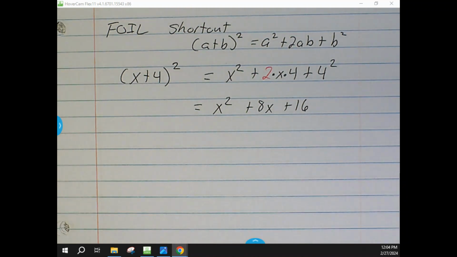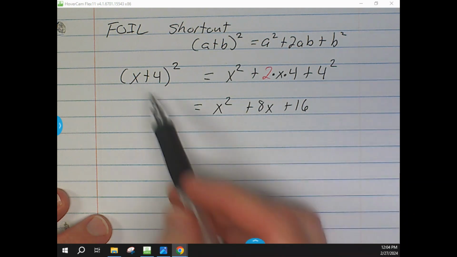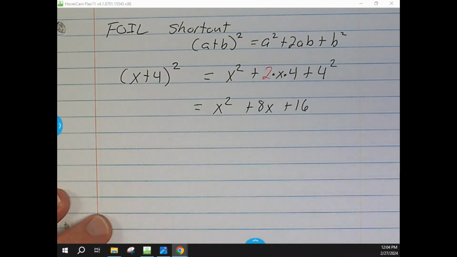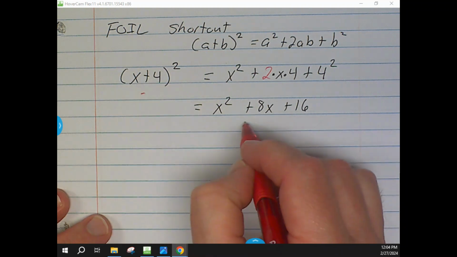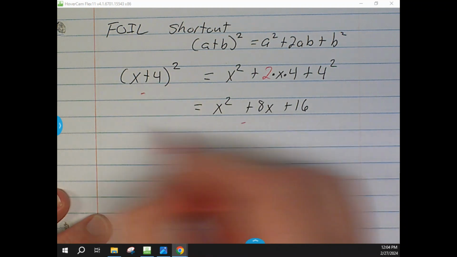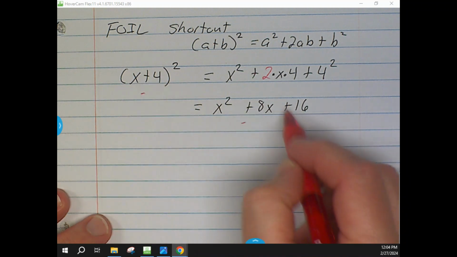Now, I say that because in some of the homework problems we're going to do, they may ask you to do something like this, where you're going to do x plus or x minus something squared. If this happens to be a minus, the only thing that would change is you would change the middle number from a plus to a minus. So whatever the middle sign is here, the middle sign will stay here. This will always be a plus at the end of it there.